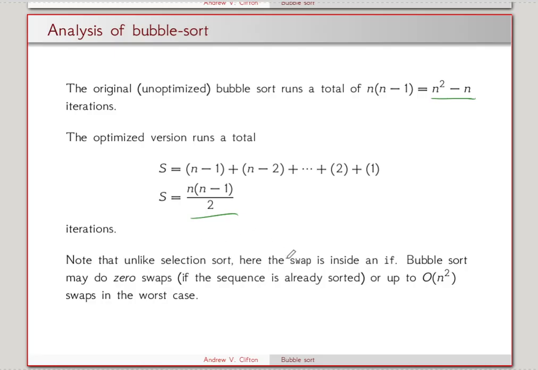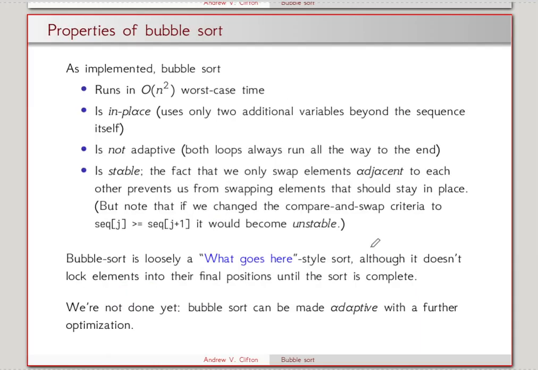Unlike selection sort, the swap is inside of an if. So that means that we might not do any swaps. If the sequence is already sorted, we won't do any swaps. But the downside is we can do up to n squared many swaps in the worst case. We could do lots and lots of swaps in a bubble sort.